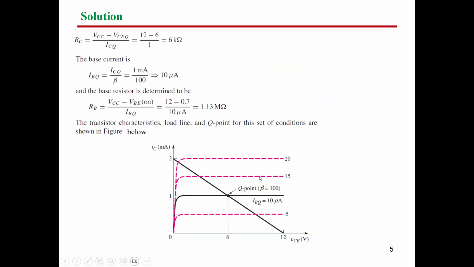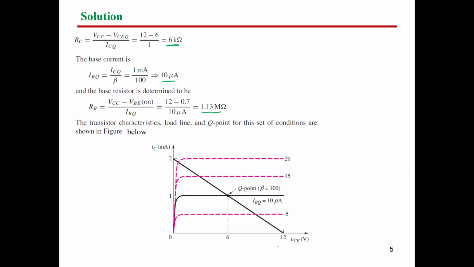Okay. So here is the textbook solution, as we already calculated. We have a 6 kilo ohm collector resistance, a base current of 10 microampere, and a 1.13 mega ohm base resistor. If we selected a certain transistor right now, you will find that this is our operating point, the Q point. We have 6 volt VCE and 1 milliampere collector current.